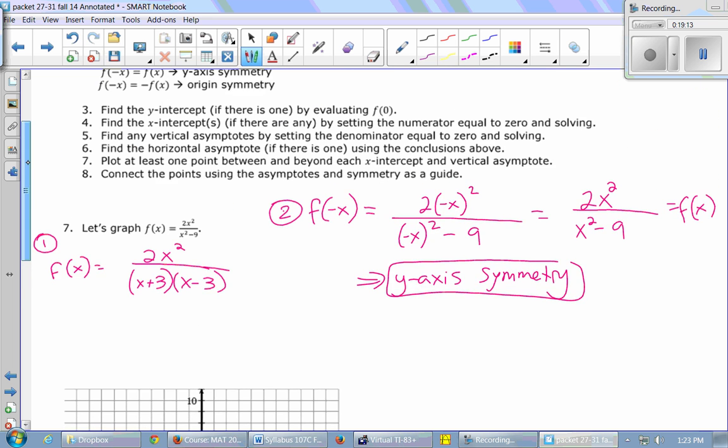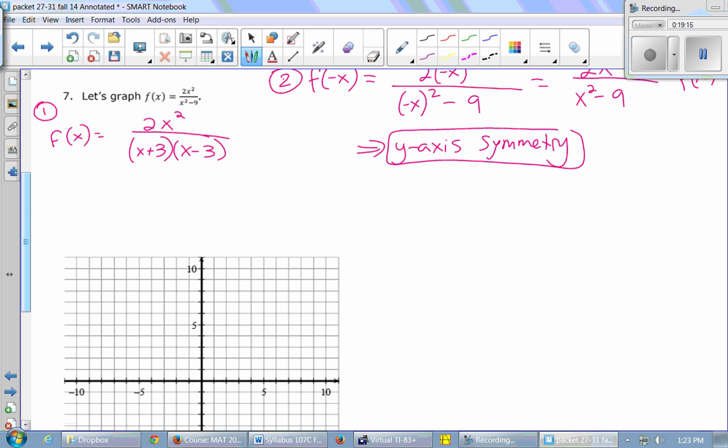Step 3, find the y-intercept. To find a y-intercept, you just plug 0 into the function. So I have 2 times 0 squared over 0 squared minus 9, which is 0. So my y-intercept is at 0, 0.